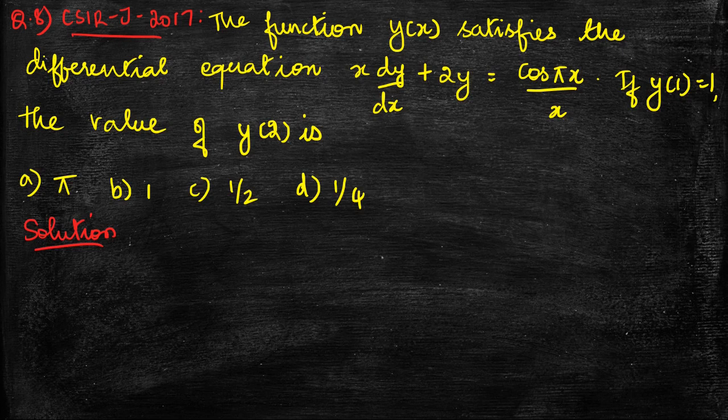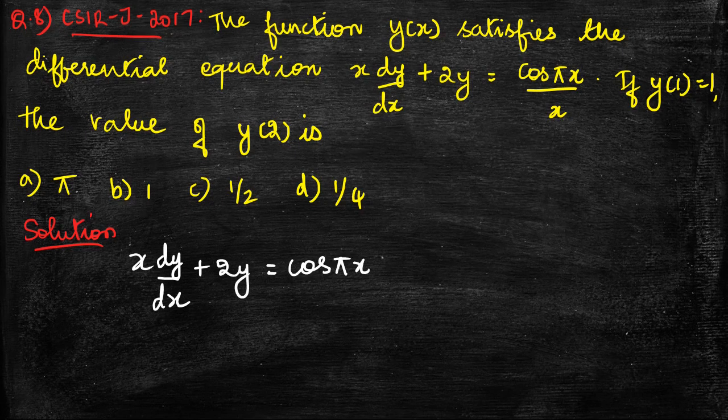So this is the next question from CSIR June 2017, and this is also a very basic question, that is first order differential equation. So first order differential equations are very easy to solve. You'll just have to put the conditions given, that's all. So again, x dy by dx plus 2y is equal to cos pi x by x. So in order to form a differential equation of the known form, we'll have to divide it by x.